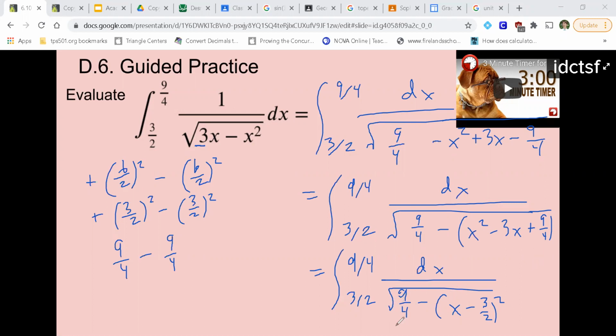All right, if we identify that our u value is x minus 3/2, and our a value is 3/2, since the square root of 9/4 is 3/2, which we did over here, then we can rewrite this with our formula to get the arc sine of u over a, from 9/4 to 3/2, which, if you plug into your calculator, is about 0.524.